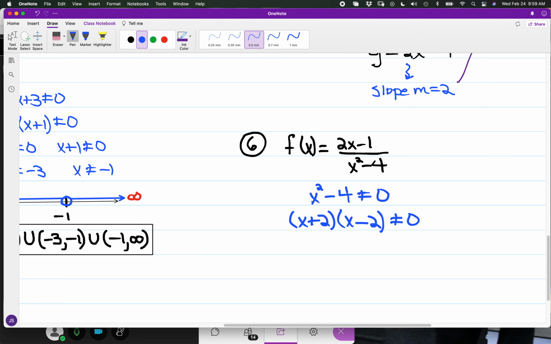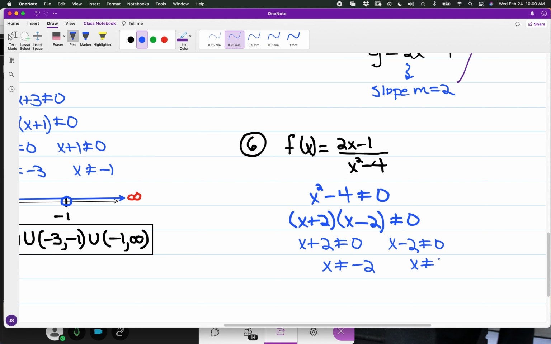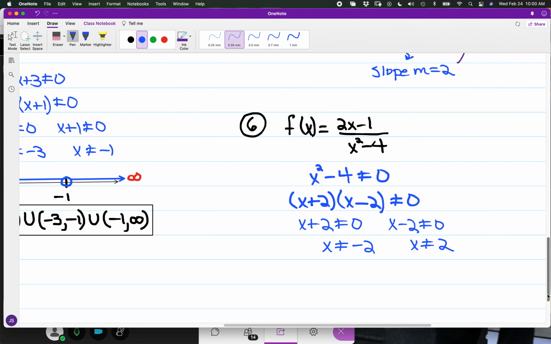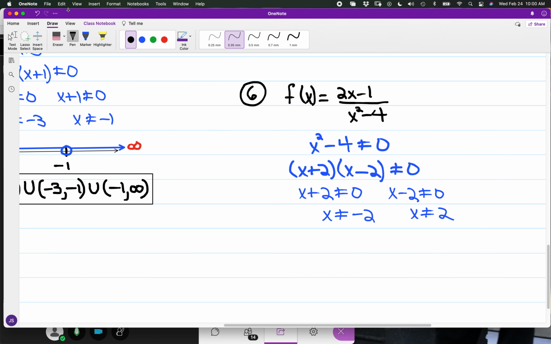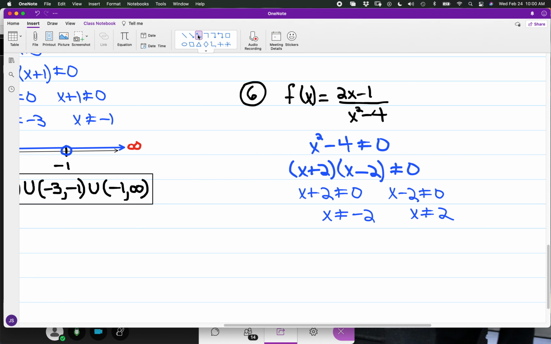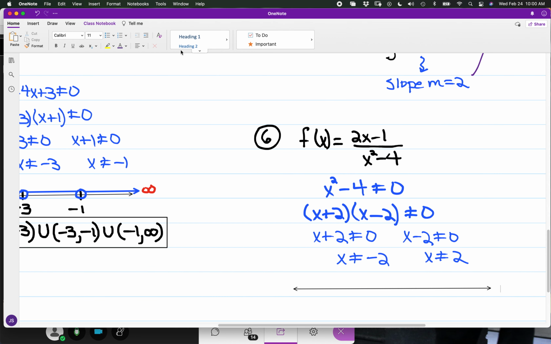And with x plus 2, we're going to have the exclusion from the domain to be the restricted value negative 2. And we also have, if x minus 2 cannot be 0, that x cannot be equal to 2. So we have, in a sense, a bit of history repeating, with two distinct exclusions from the domain. And these both happen to be additive inverses.